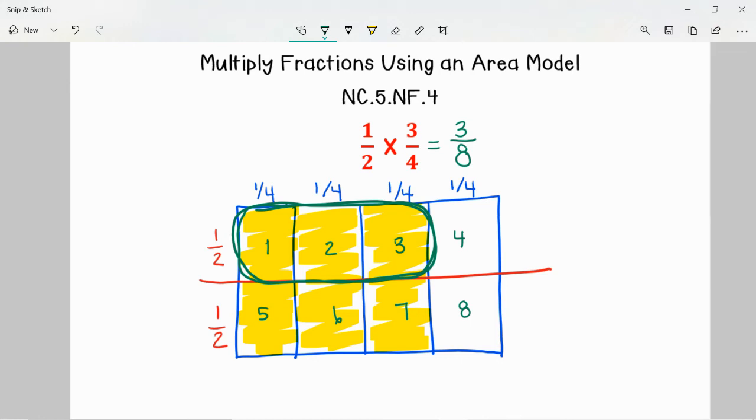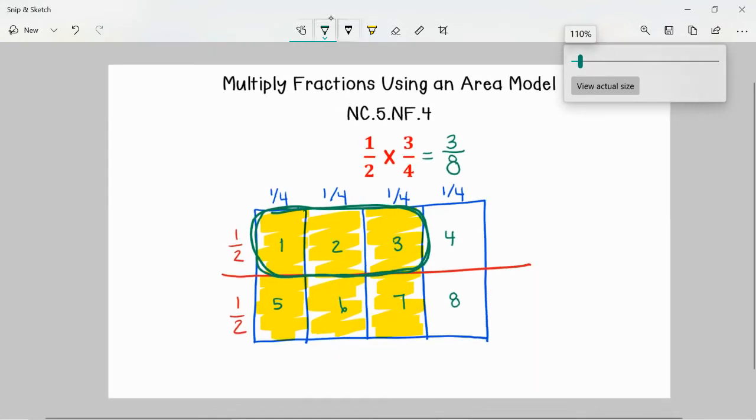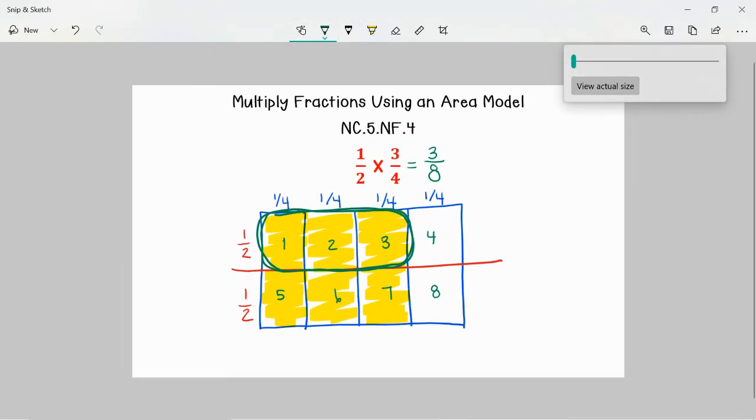And I know that answer is reasonable. It is less than both of our factors, just like we had expected in the beginning. Now, I want to take just a moment to show another way that students may do this with the area model. It's very similar to what we just did.